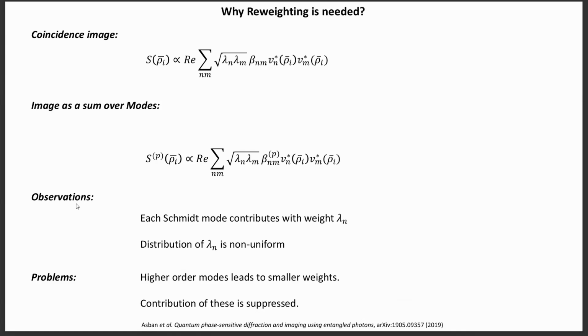Observation about this: each mode contributes with weight lambda, and the distribution of lambda is non-uniform. The higher modes have a lesser weight of this lambda number, so we will not be using higher and higher modes because these weights have lesser value. The information we get about the image or sample will also be less since it is directly proportional. The problem is that higher order modes lead to smaller weights, so their contribution is suppressed, and whatever information we get from them will be very little.